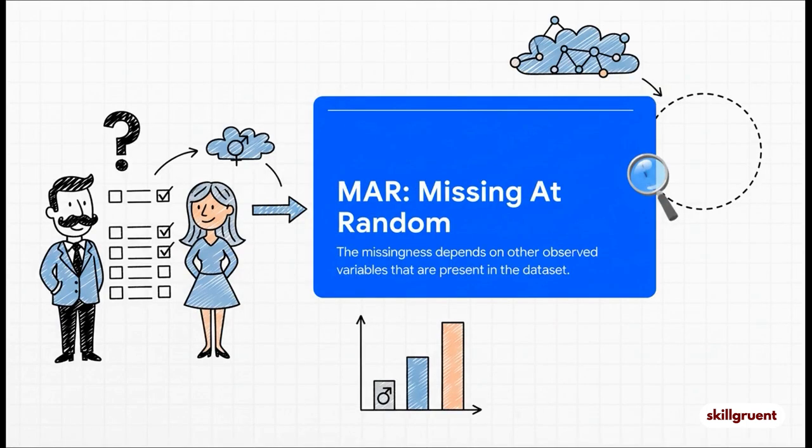Now this is the one you're going to run into most of the time out in the wild. With MAR, the chances of a value being missing are actually related to some other piece of information you do have. The classic example is a depression survey, where, say, men are less likely to answer certain questions than women. The missingness isn't random overall, but it is random once you take gender into account.